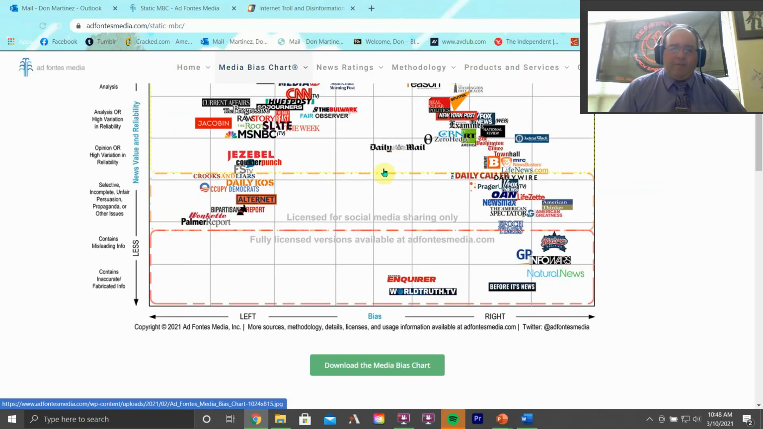Let's go down further. Opinion or high variation reliability. We actually have one in the center. That is the Daily Mail, which is pretty much equivalent to a supermarket tabloid in Britain. But again, we have a bit more splitting here. The biggest outlet on the left wing over here is Jezebel. But look at who's on the right wing. Look, RT America, which is a branch of the Russian government. MRC Newsbusters, Breitbart. Those guys are on the right. Those are on the hyperpartisan right wing.